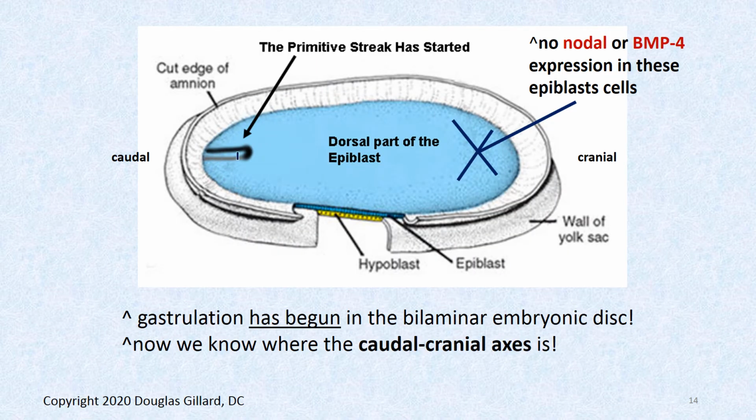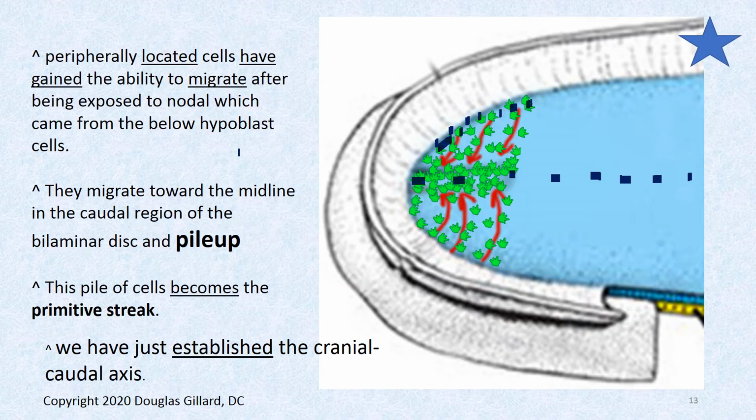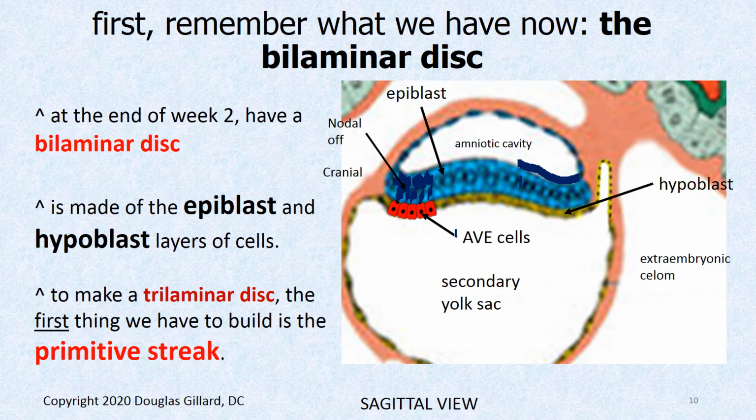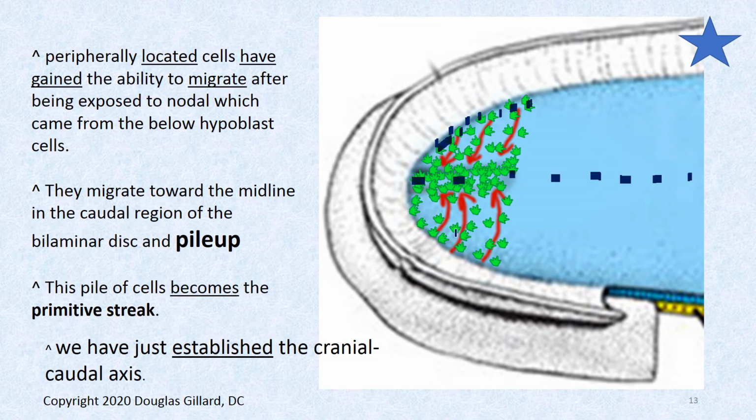Right? So there we have our streak starting to pile up here. We've also just created an axis. Once they start piling up, that gives us... We also know that this is the caudal end now, because this doesn't happen cranially. So we know that this is the back end, or the caudal end, of the cell. That's where the primitive streak is. So you could say we've just established the cranial-caudal axis.